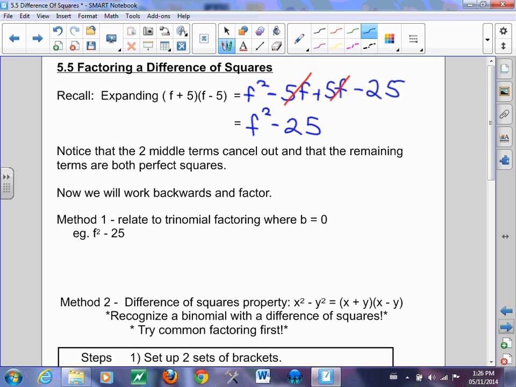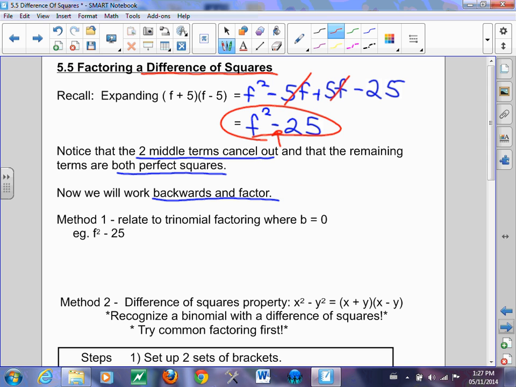Notice that the two middle terms cancel out and the remaining terms are both perfect squares. So what we do is we're going to now look backwards and factor. What we need to realize is we're going to start with a question like this. And how do we recognize this factoring method? It's a difference, meaning a subtract sign, of perfect squares. So it's a binomial with a subtract sign in the middle where both terms can have a square root taken evenly out of them. That's what the title tells you in itself.